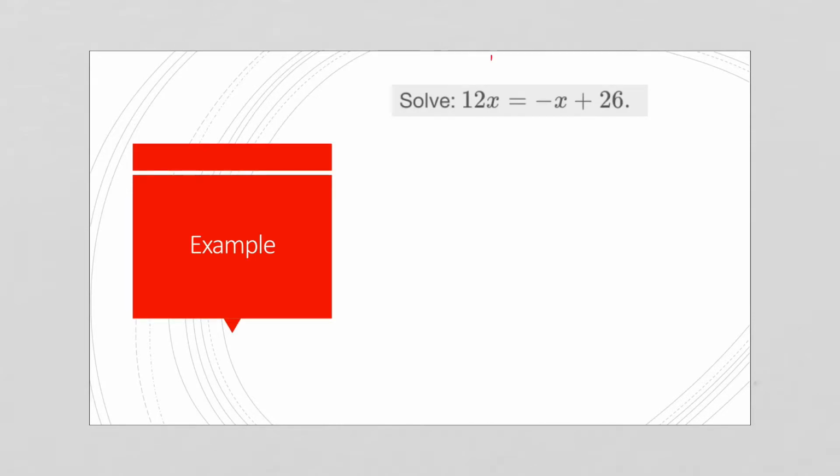Okay, on this problem, here's my variable term, constant term. So again, I want to get my variables on the same side of the equal sign. I would add x to both sides to get rid of that right there, get it away from the constant term. 12x plus x is 13x. And then I would divide both sides by 13.